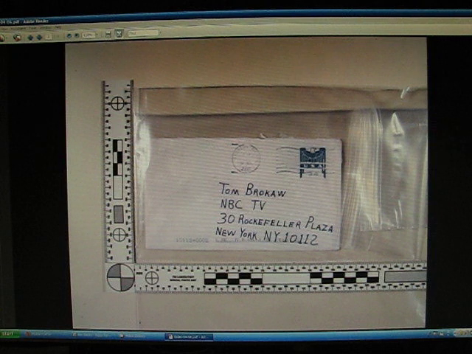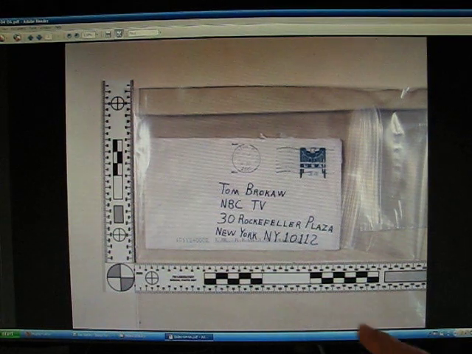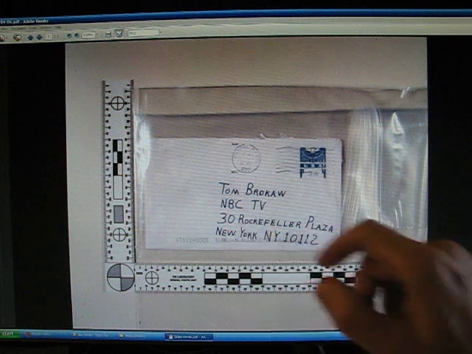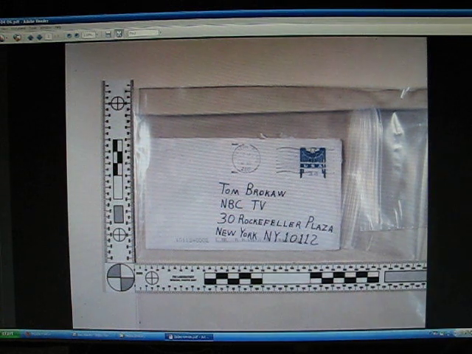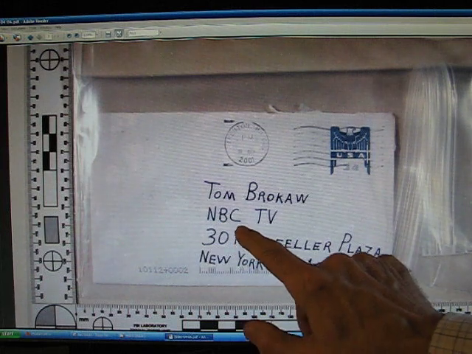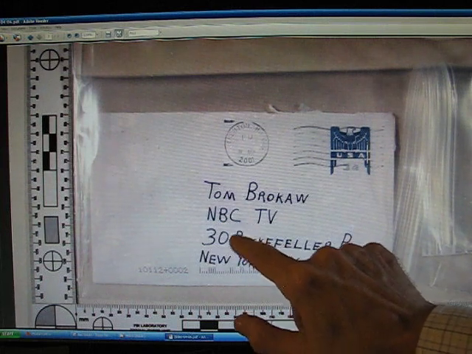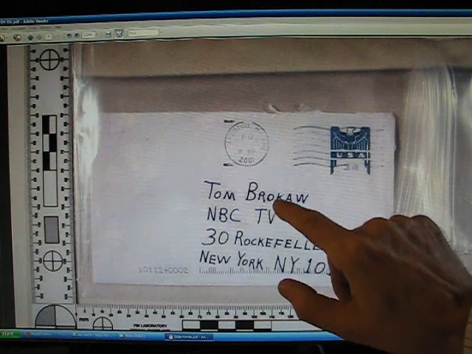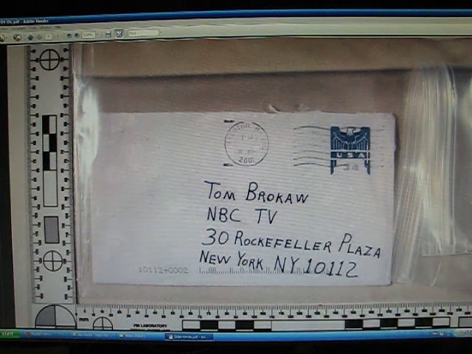Now let's take a look at the Brokaw envelope. Here the writing differences start to show up. That R is clearly an arc instead of a circle. The same with this R, an arc instead of a circle, and this R, an arc instead of a circle. But the O still has a tendency to be a loop.